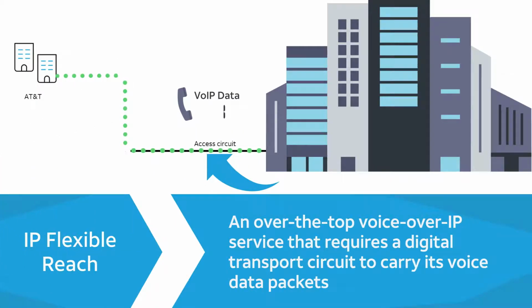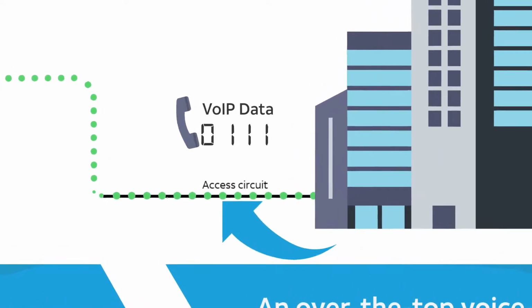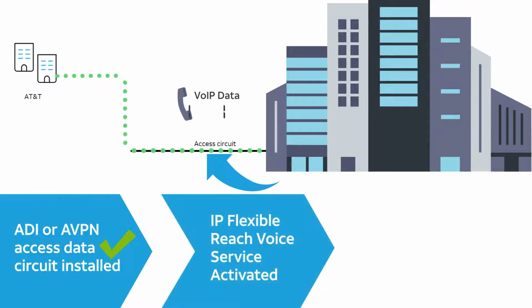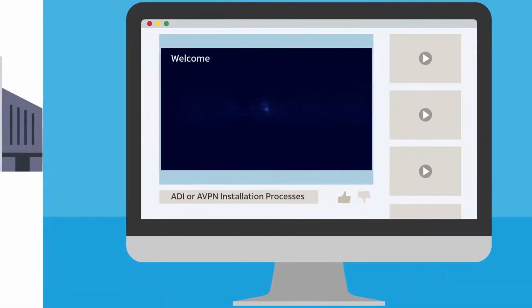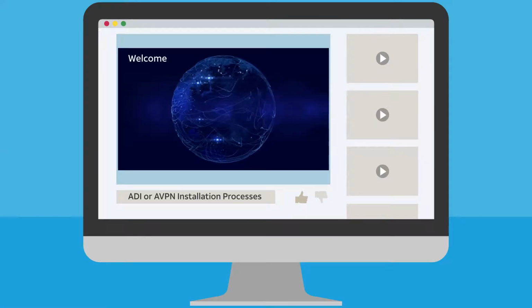IP Flexible Reach is an over-the-top voice-over IP service. This means that IP Flexible Reach requires a digital transport circuit to carry its voice data packets. This video covers the activation process of your IP Flexible Reach voice service, which will take place after the associated transport circuit, whether that circuit is AT&T Dedicated Internet or AT&T Virtual Private Network, is installed and working. We will focus strictly on the activation of your IP Flexible Reach voice service. Links for instructional videos relating to ADI and AVPN installation can be found below this video screen.